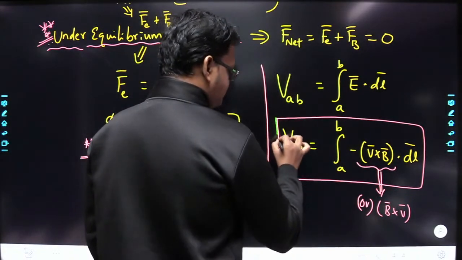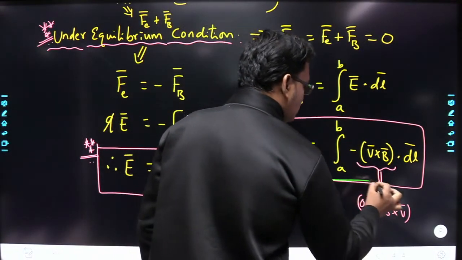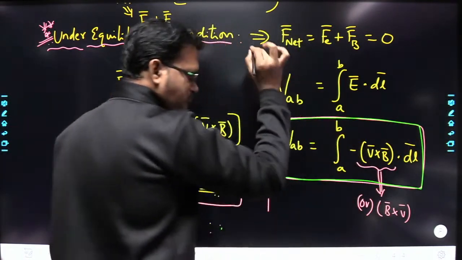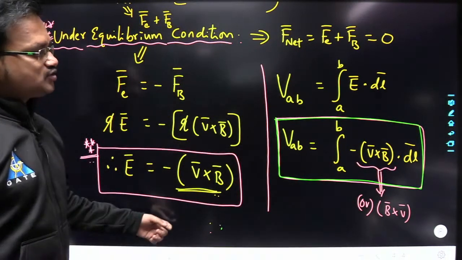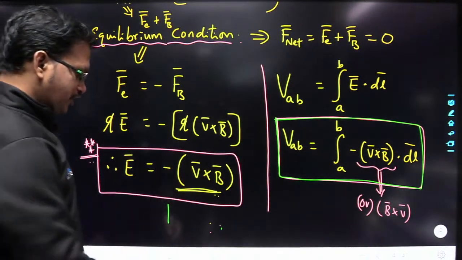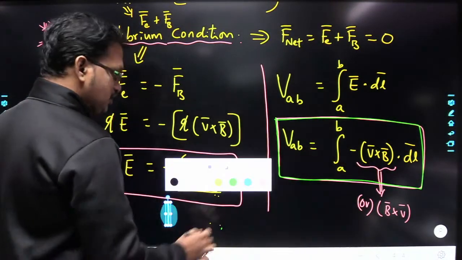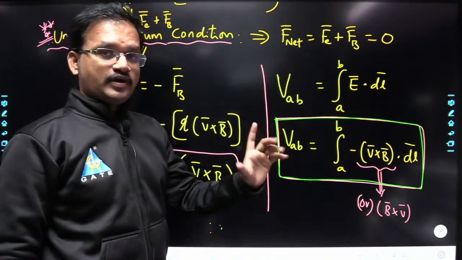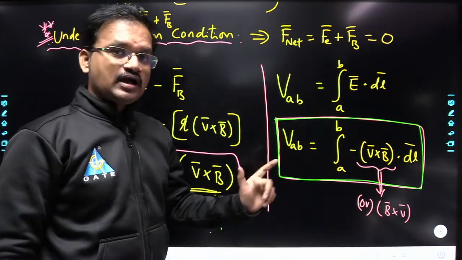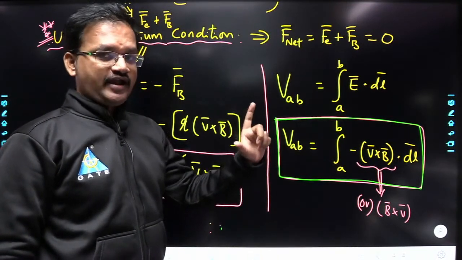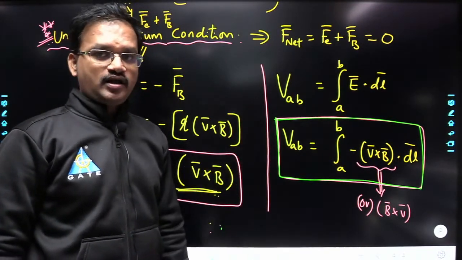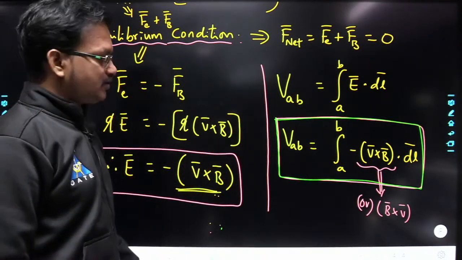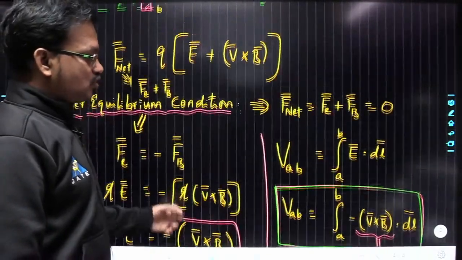So this is the formula we got. Now we are going to use this formula directly to determine the potential that is developed at the ends of the conducting bar, the potential difference at the ends of the conducting bar. Understood? So we are going to use this formula directly.